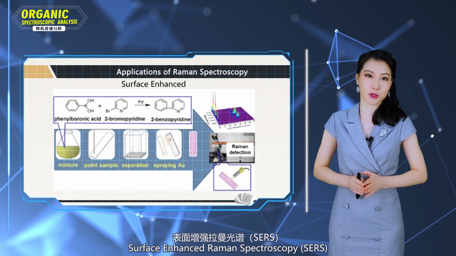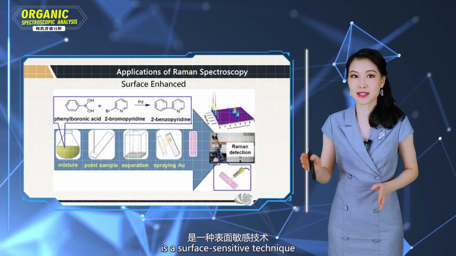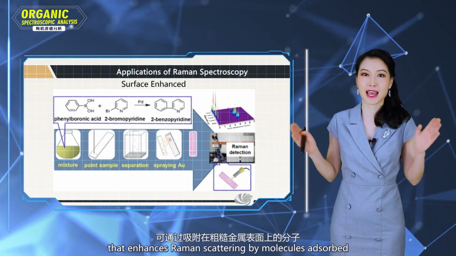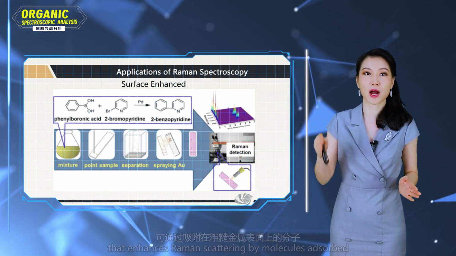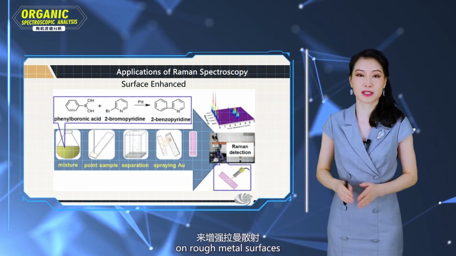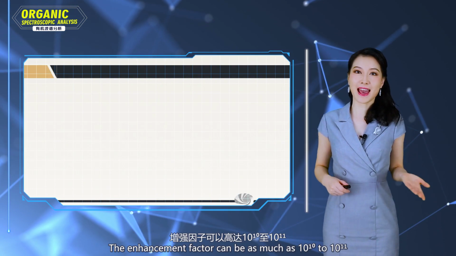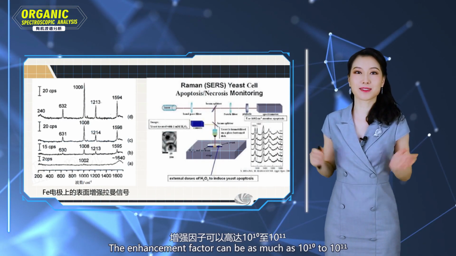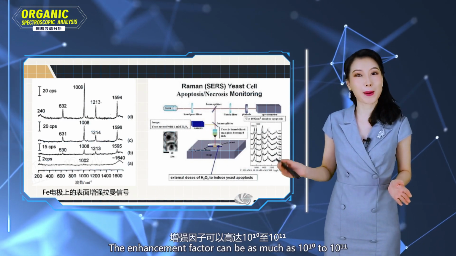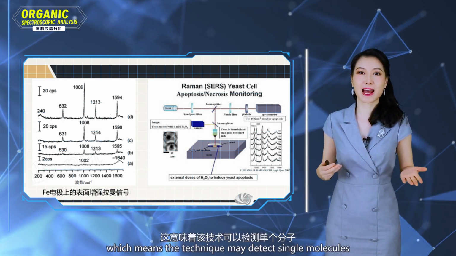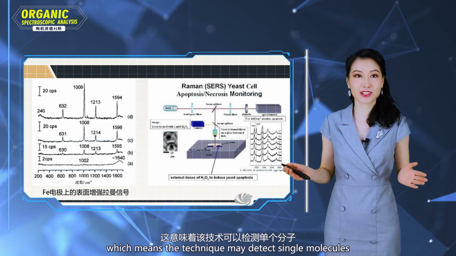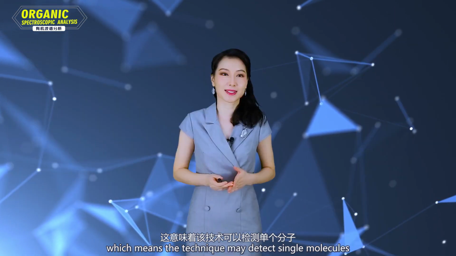Surface-enhanced Raman spectroscopy is a surface-sensitive technique that enhances Raman scattering by molecules adsorbed on rough metal surfaces. The enhancement factor can be as much as 10^10 to 10^11, which means that the technique may detect single molecules.